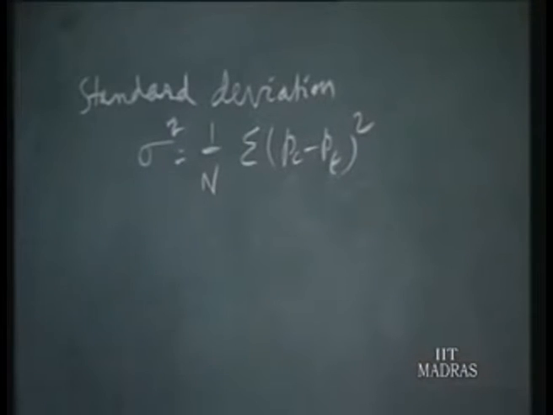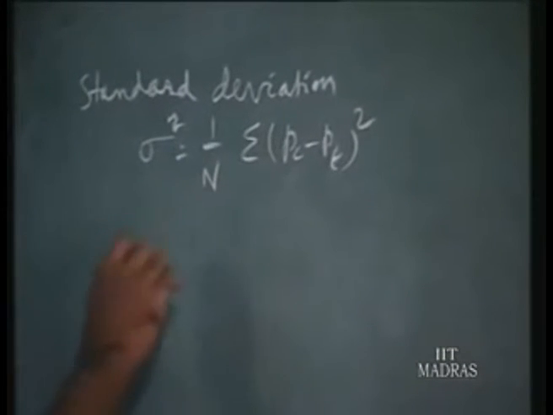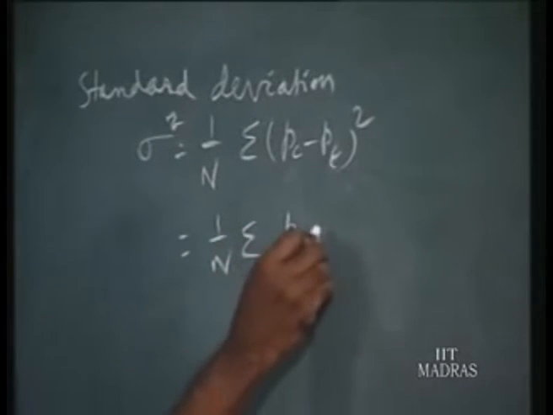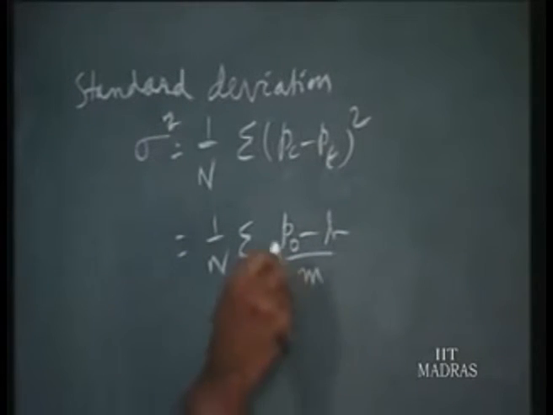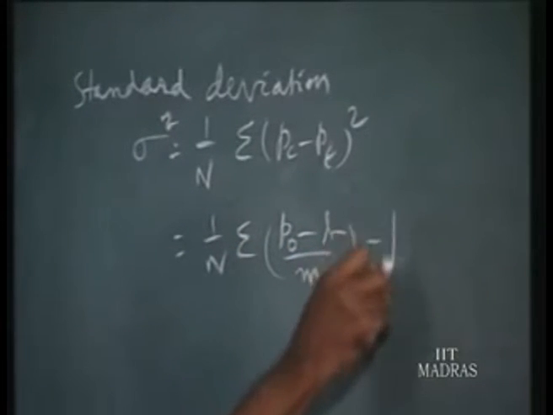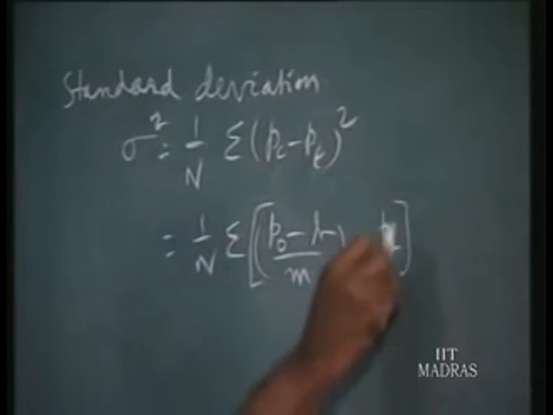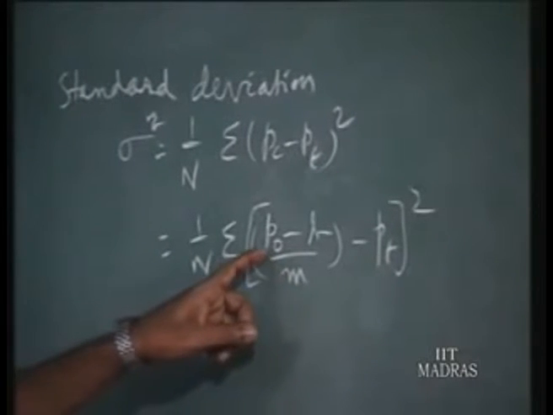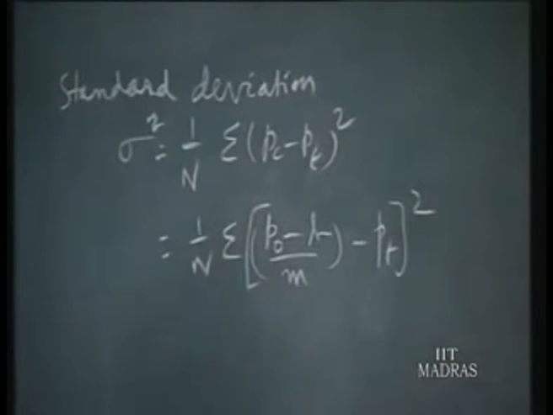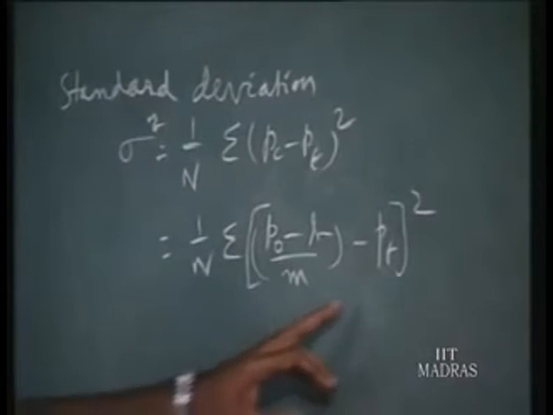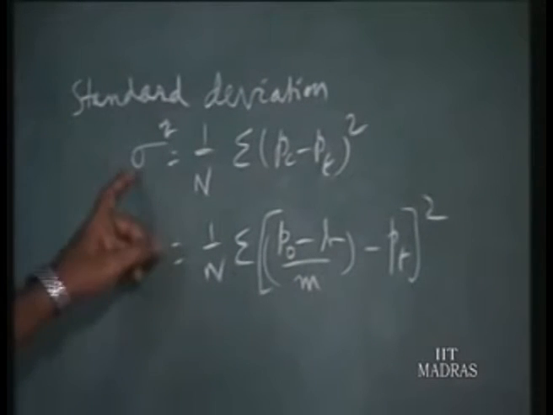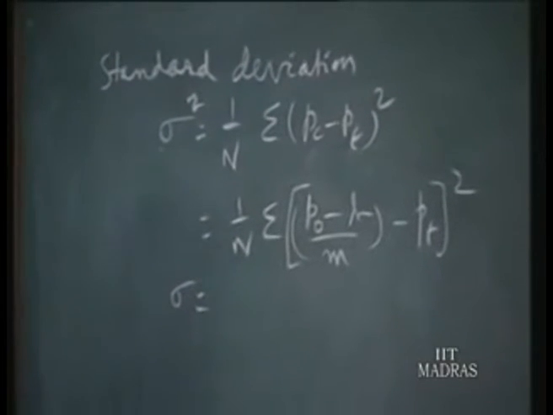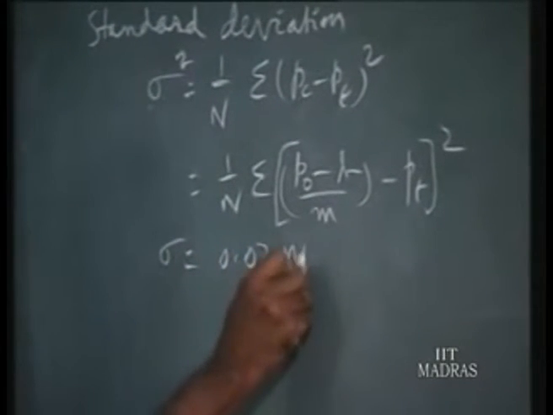So for this set of readings, you can substitute Pc: sigma square is equal to 1 by n sigma of (P0 minus b divided by m, that is our Pc, minus Pt) the whole square. So we open another column with the readings, where P0 minus b by m is also calculated and tabulated for each reading, and Pt is there already. From this we can find the value of sigma. Here sigma is obtained as 0.02 megapascal.